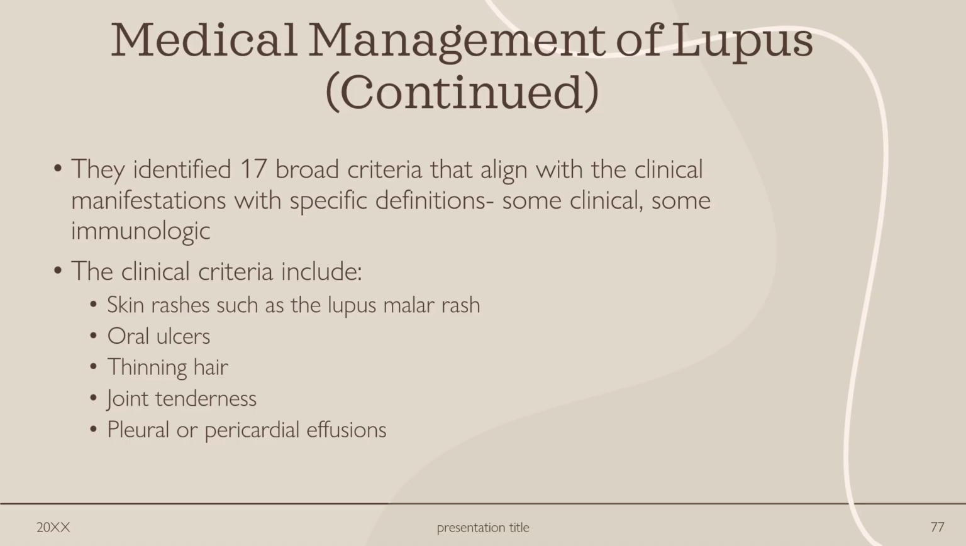So the clinical criteria will include skin rashes such as the lupus malar rash, which is over the bridge of the nose and into the cheeks, oral ulcers, thinning hair, joint tenderness, and then pleural or pericardial effusions.